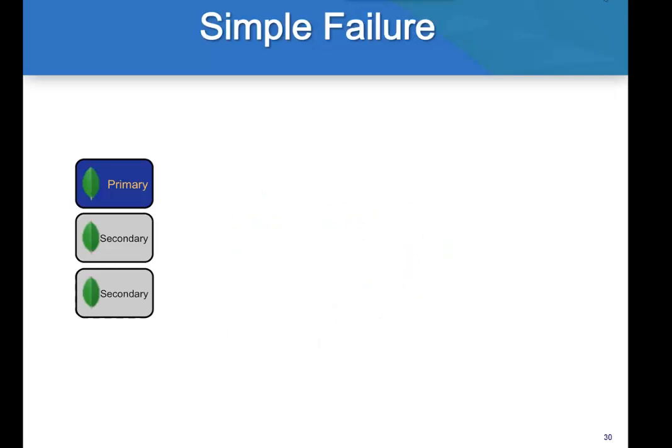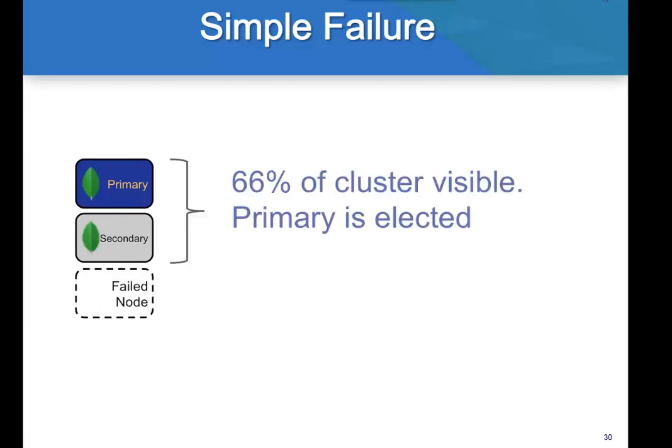So let's take a look at this replica set. Again, 1 primary and 2 secondaries. And let's say that one of those nodes fails. You look at this and see, okay, 2/3 of the cluster is available, right? Out of the 3 nodes, 2 are up and available. So that means that there is a majority. It's a 2 out of 3 majority. That is a strict majority. And the primary continues to serve as a primary.